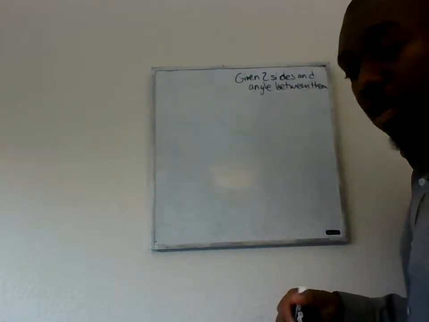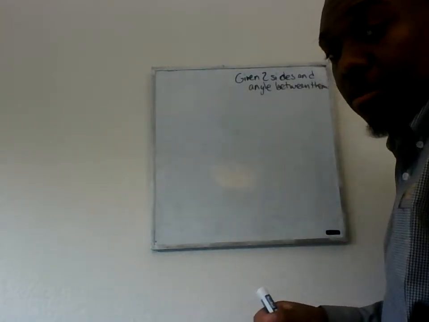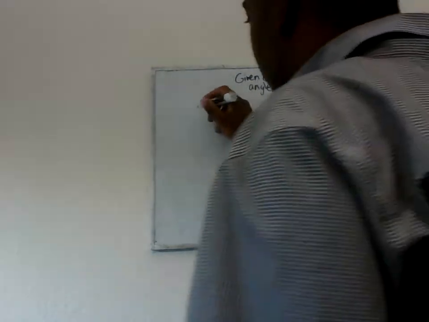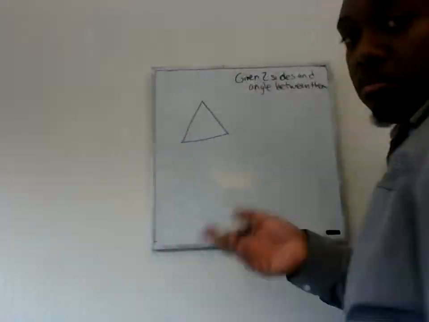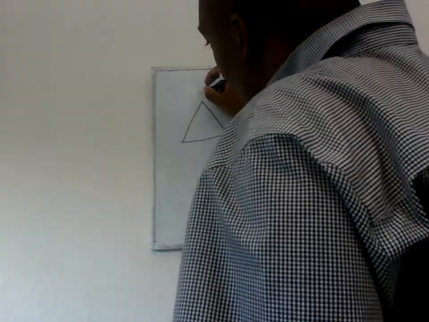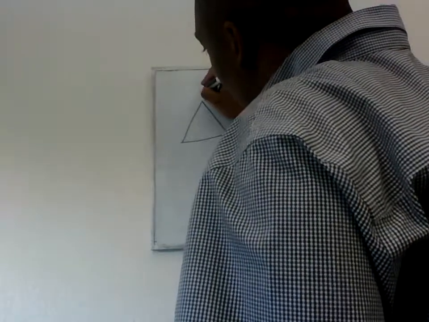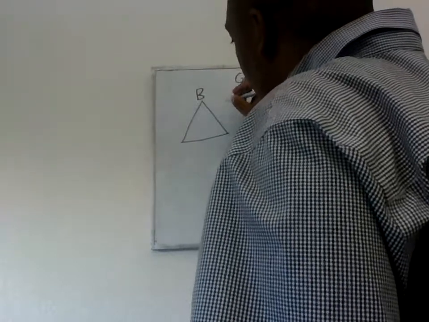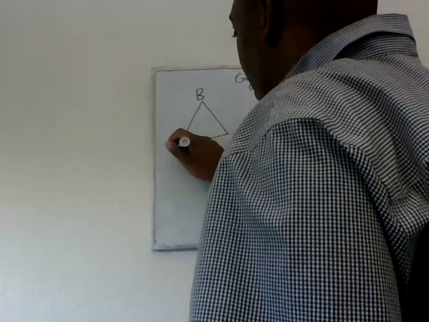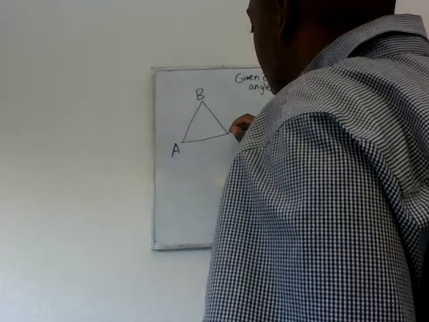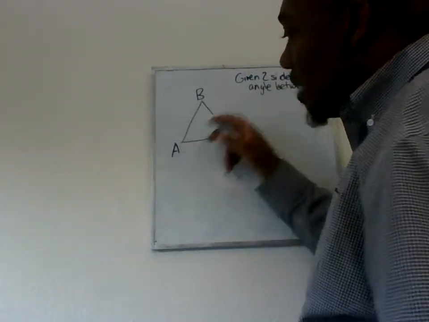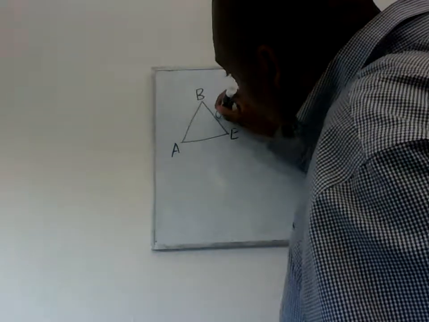All right, so the scenarios that I'm going to come up with here, I'm just going to draw a triangle. Size doesn't really matter. And I'm going to call this side here, let's do B, and let's do A, and let's do E. Okay, so the side opposite of it, I'll do the lowercase letters.